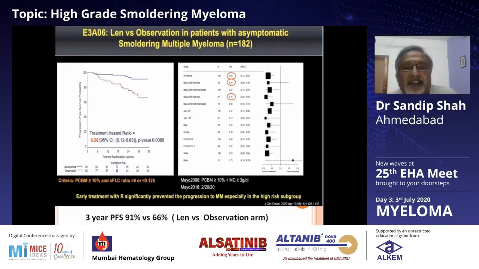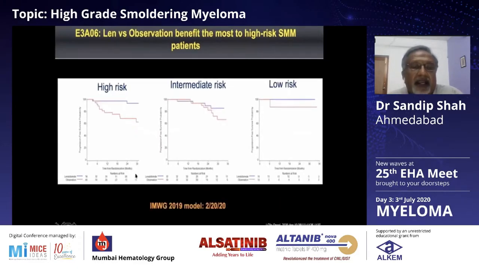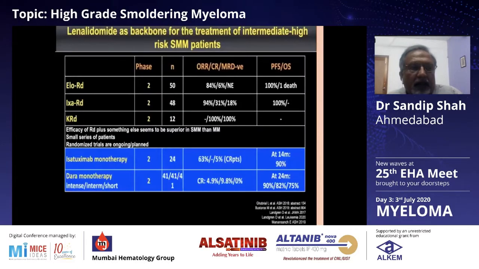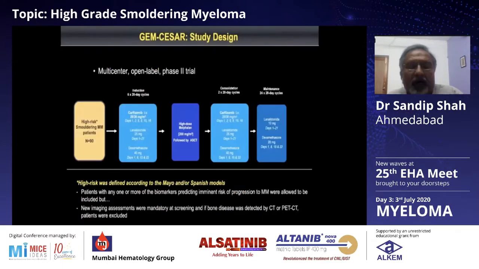E3A06, which is Len versus observation in patients with asymptomatic smoldering multiple myeloma. Again, this trial shows benefit of Len compared to observation arm in time to progression. And the benefit was most in high-risk patients compared to intermediate and low-risk patients. Again, in both the risk models, Mayo as well as Mayo-Lakeman, the benefit was there in high-risk patients.